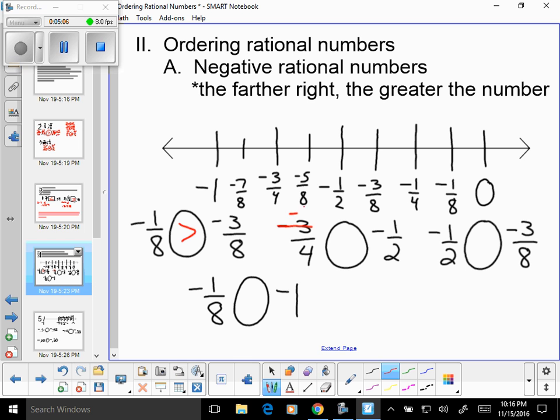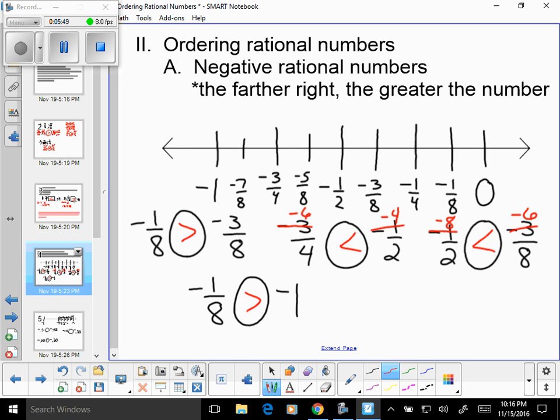2 times negative 3 is negative 6. 4 times negative 1 is negative 4. And negative 6 is less than negative 4. You can do the same thing here. Negative 1 times 8 is negative 8. 2 times negative 3 is negative 6. And negative 8 is less than negative 6. Now, here, you have a fraction compared with a whole integer. Well, it's hard for us to imagine, but yep, negative 1/8 is greater than negative 1.